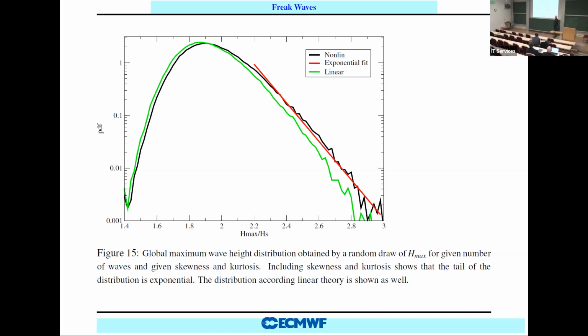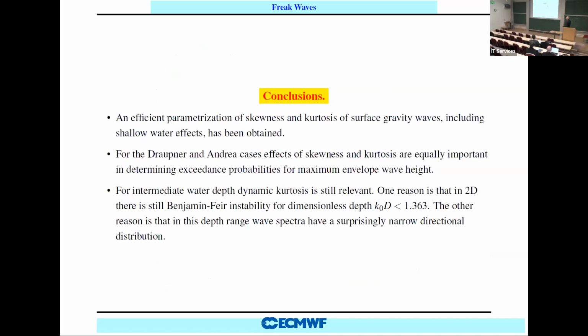And this line is linear theory. This is the complete theory, and this shows you that also for the maximum wave height for large values we have an exponential distribution. Okay, so that's it then basically. I've made an efficient parameterization of skewness and kurtosis, but of course it's based on a fairly small set of cases. It works for those cases for Draupner and Rea. But of course it might be interesting to see how we can generalize this to much more different cases. Thank you very much.